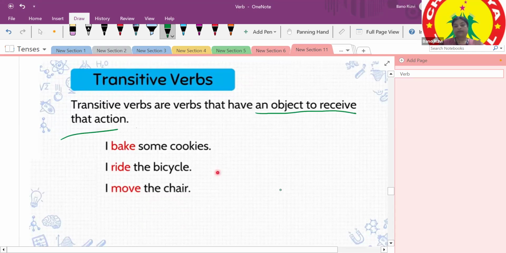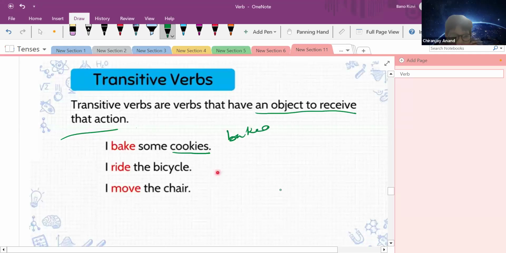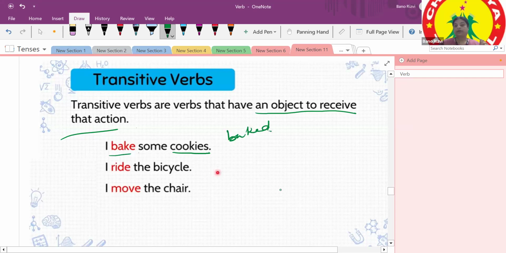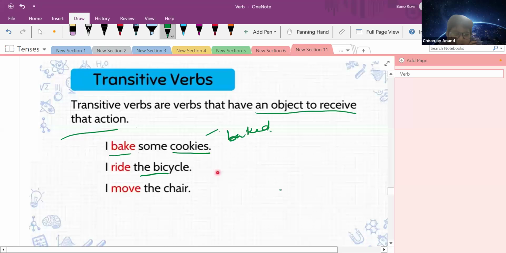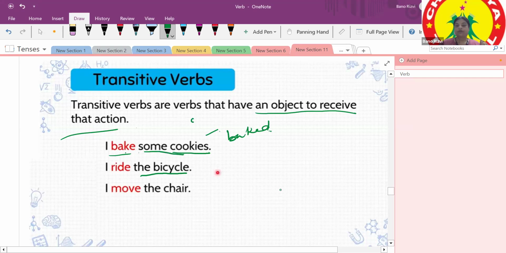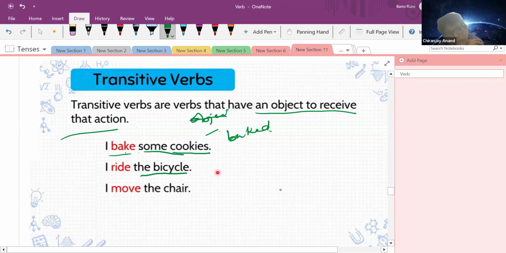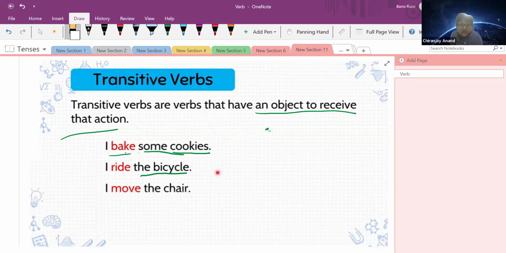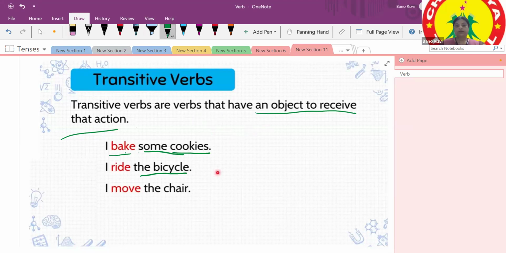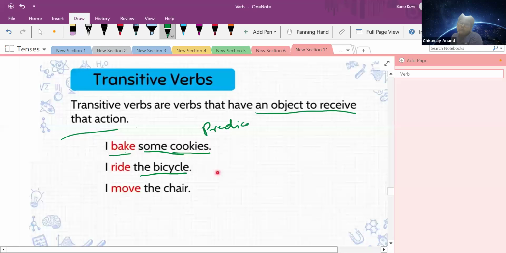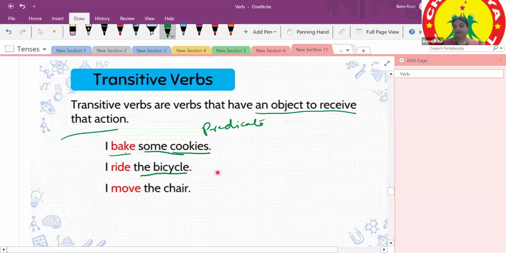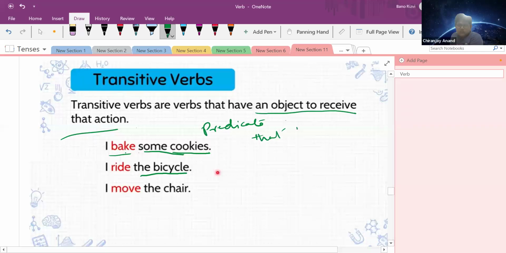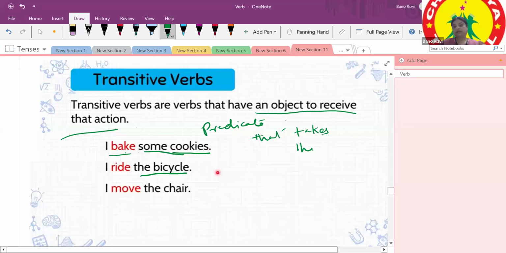Now, I bake some cookies. So what has happened? The cookies have been baked, right? The action of baking has happened on the cookies. Bake is the verb and cookies is the object, or you can say the predicate. So there is a predicate that takes the action.